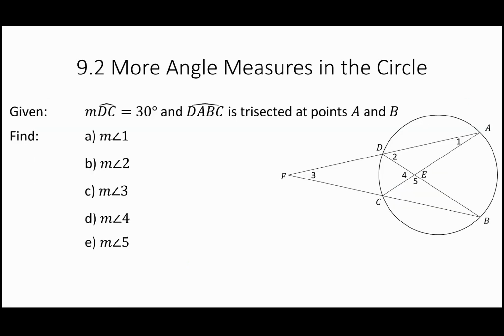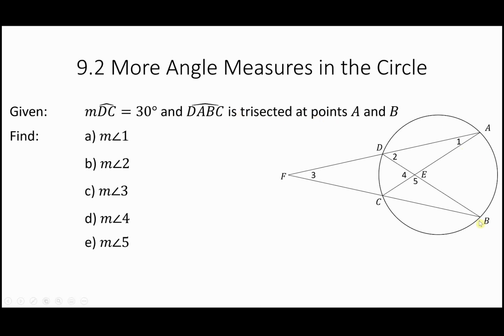Speaking of which, let's go ahead and entertain a few together as a class. And of course, I took these straight out of your book as well. And this one is a 5-parter. So we have to find the measures of angles 1 through 5 as positioned in this figure right here, using only the figure and given that the measure of arc DC, now that's going to be this minor arc right here, is 30 degrees, and that arc DABC, that's the major arc, on the outer edge of minor arc DC, is trisected at points A and B.